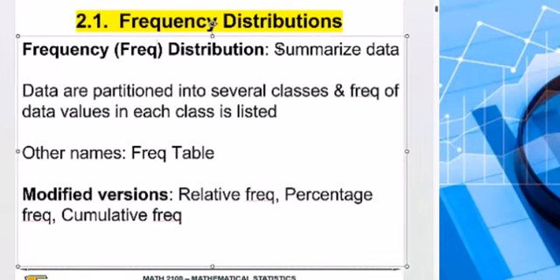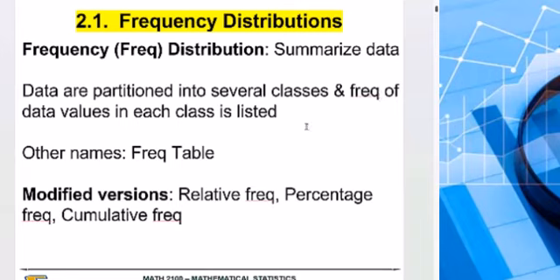This is just a way we use the table to summarize data, to make the data more well organized, especially when you have a lot of raw data. In this table, we partition the data into several classes, and then we tally the values of the data in each class, and list the frequency in each class.